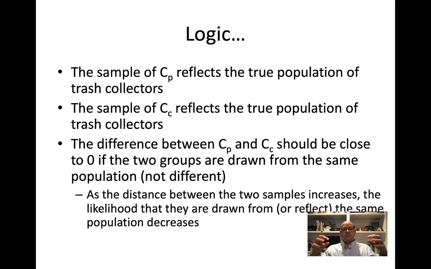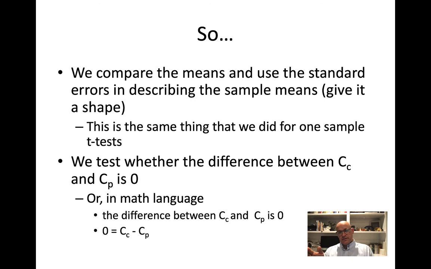So when we compare the means and use the standard errors in describing the sample means, we give it shape. What we're doing is trying to figure out what that difference looks like. I'm talking about the standard errors because when we talked about describing our data, we talked about the means and the variation in terms of how the data are distributed. So we can compare the means, but that doesn't give a sense of what the shape of the data looks like. So we have to at least account for how widely spread the data are.